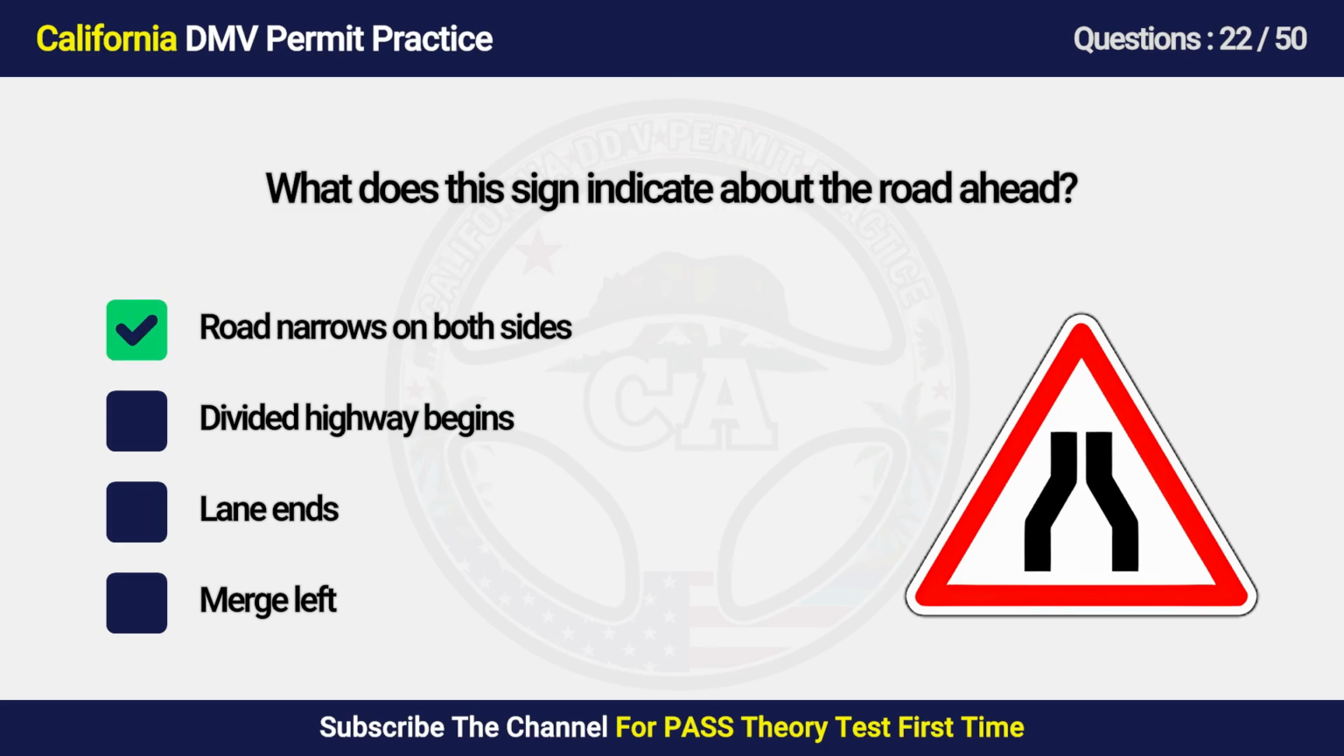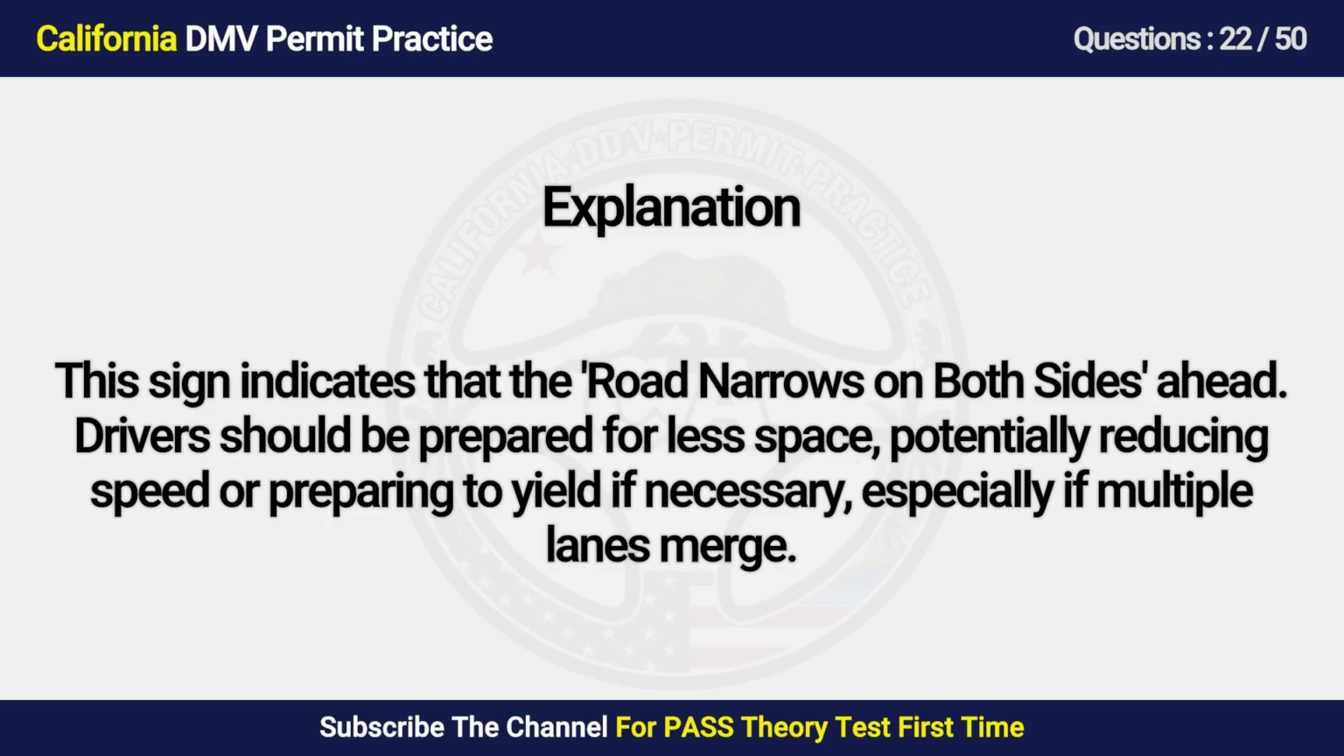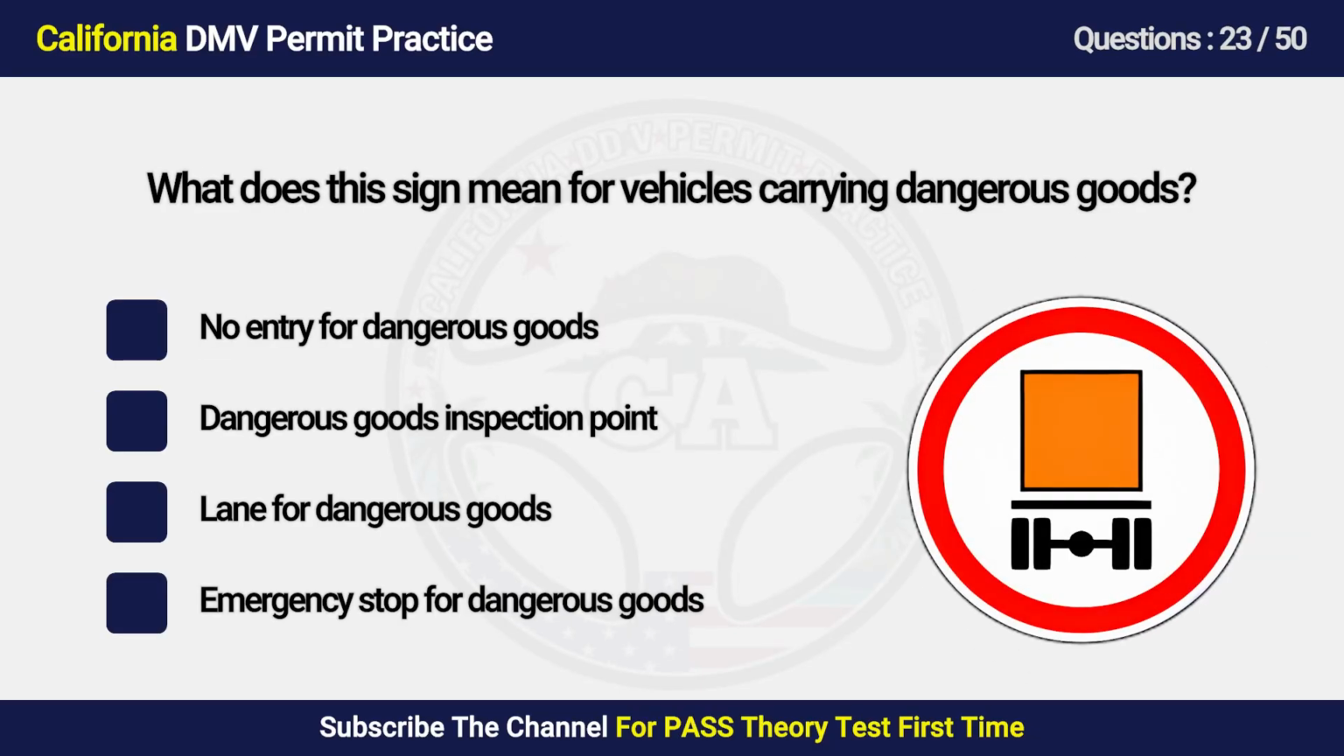Answer is A. Road narrows on both sides. This sign indicates that the road narrows on both sides ahead. Drivers should be prepared for less space, potentially reducing speed or preparing to yield if necessary, especially if multiple lanes merge. Question 23. What does this sign mean for vehicles carrying dangerous goods? A. No entry for dangerous goods. B. Dangerous goods inspection point. C. Lane for dangerous goods. D. Emergency stop for dangerous goods.